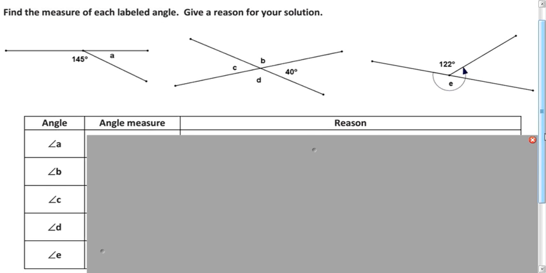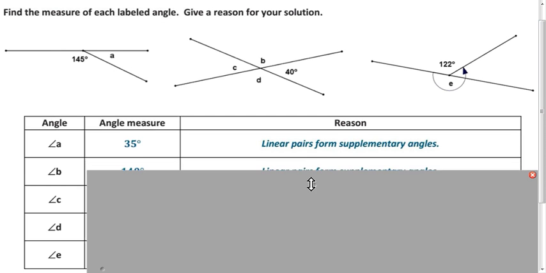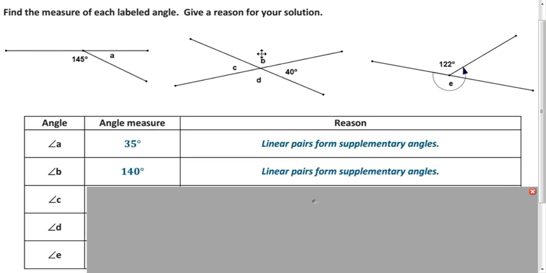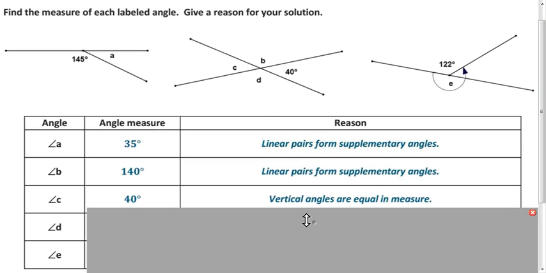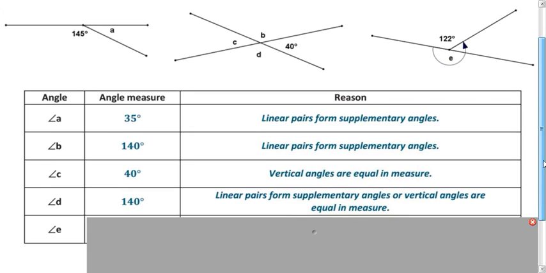So angle A is going to measure 35 because they add up to 180. They're supplementary. B is 140 because B and 40 are supplementary, so they add up to 180. C is going to be 40 because that's vertical with the 40 over here. Or we could have said supplementary or linear pair with B, that's fine. And D, 140. You can either say since it's vertical with B, that's 140, or because you have supplementary angles.